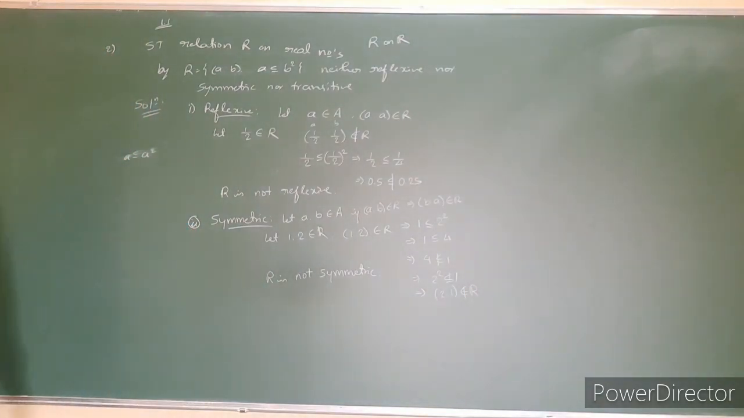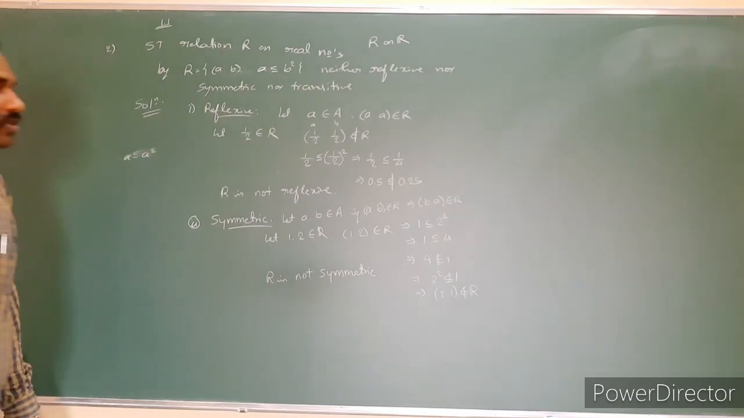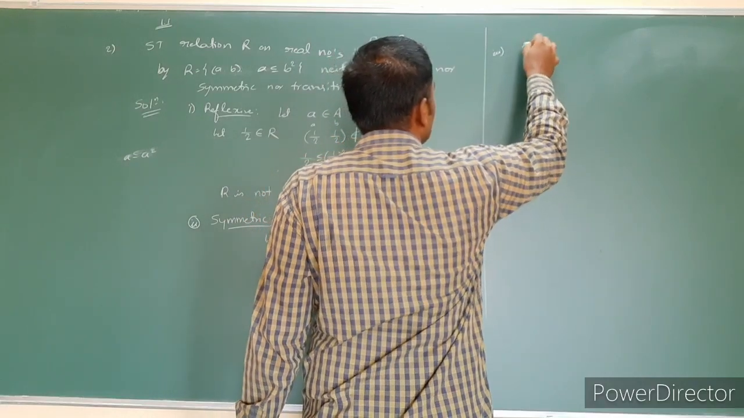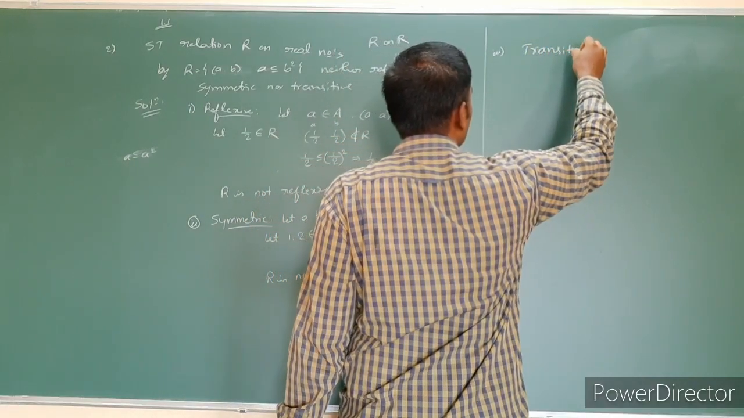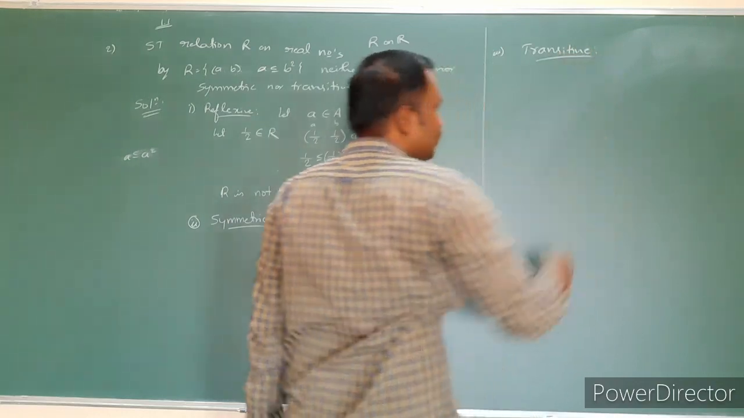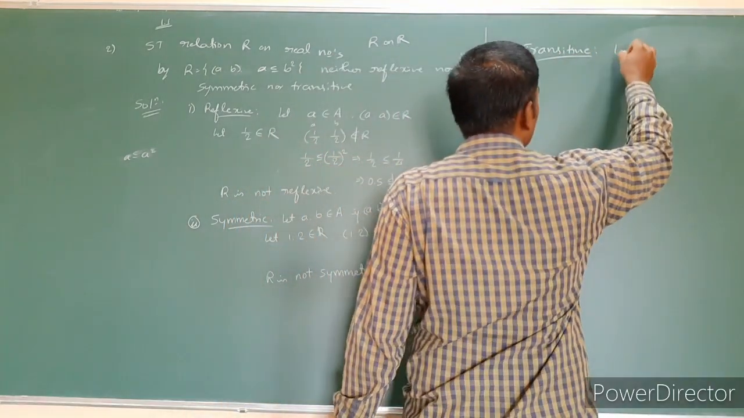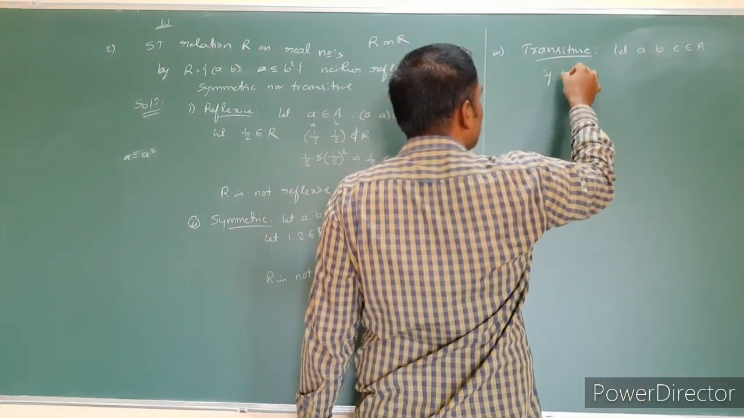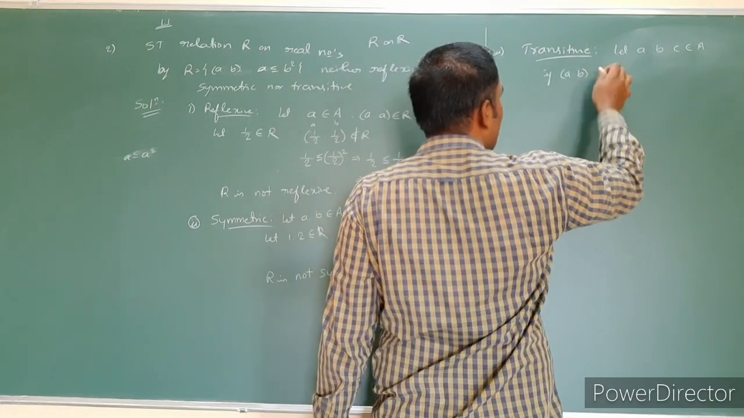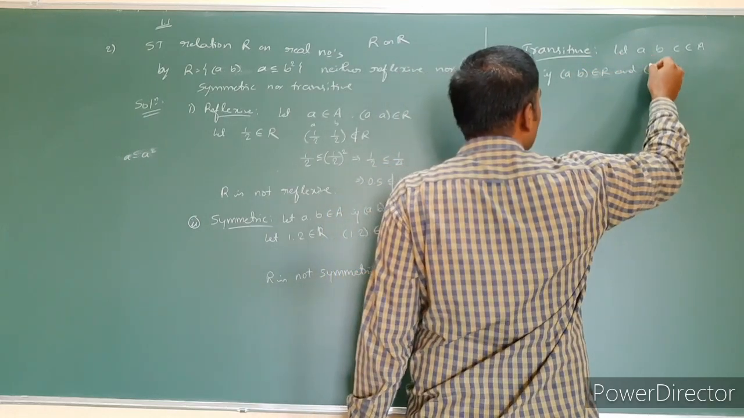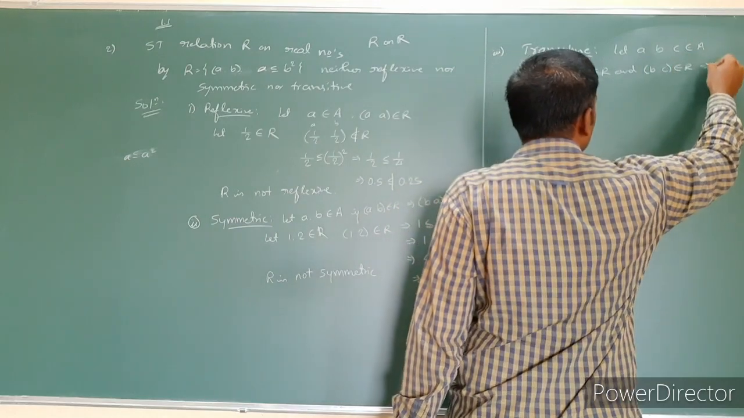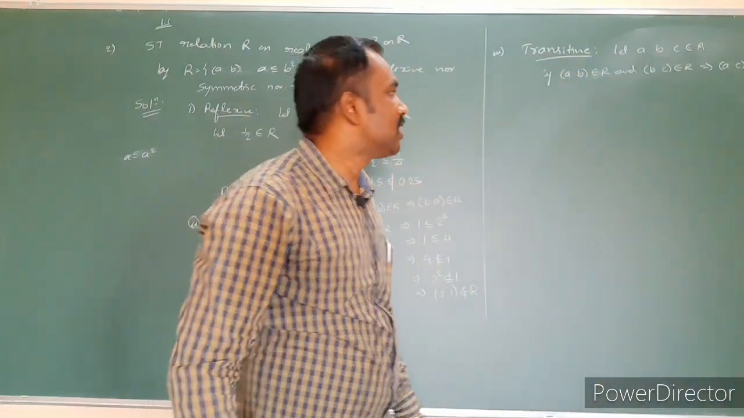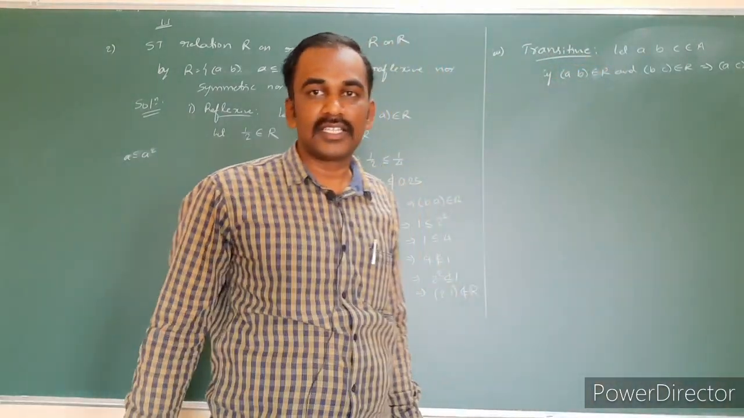Now, what is the third case? The third case is the transitive. Just go for the transitive relation. How to check the transitivity? What is the transitive definition? Let the three numbers a, b, c belong to the given set. If (a, b) is present in the relation R and (b, c) is also present in the relation R, then we have to get (a, c) also present in the relation R.